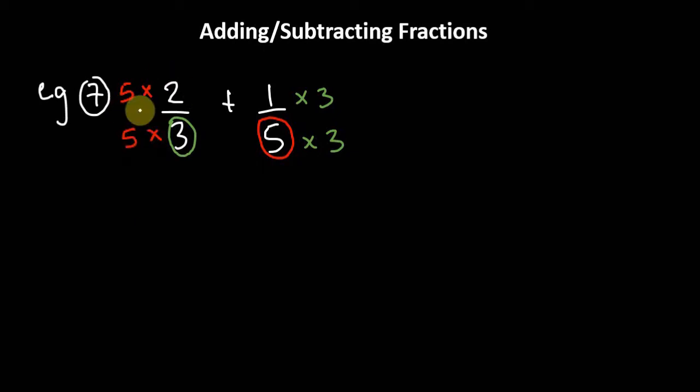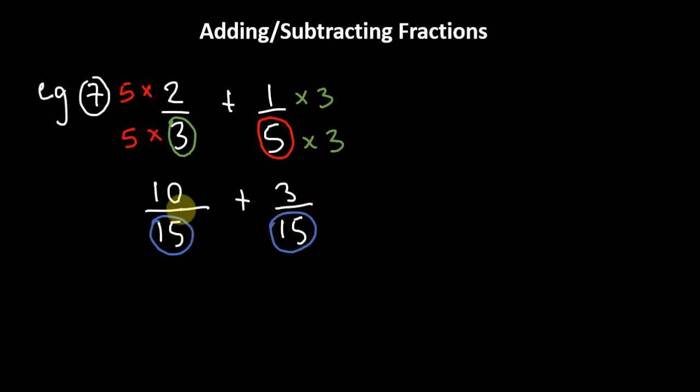All right. So we carry out the multiplications here. So we have 5 times 2, that's 10 over 5 times 3. Of course, that's 15, plus 1 times 3, that's 3, over 5 times 3, that's 15. Now, if you observe here, we have common denominators. And as we demonstrated in the previous examples, once the denominators are the same, we can go ahead and add the numerators. So 10 plus 3, that's 13 over the common denominator, which is 15.